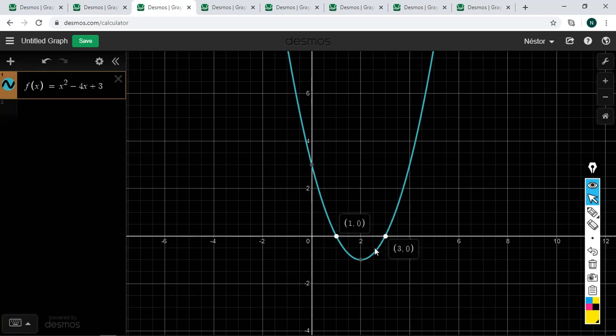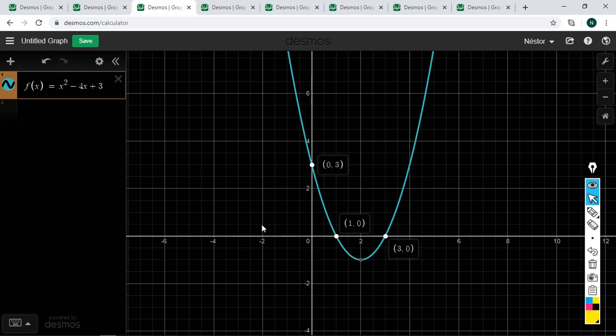This one, okay? So we have as x-intercepts for this function the number 1, that is the first x-intercept, and the number 3, that is the second x-intercept. And as y-intercept, we have this one, the number 3.